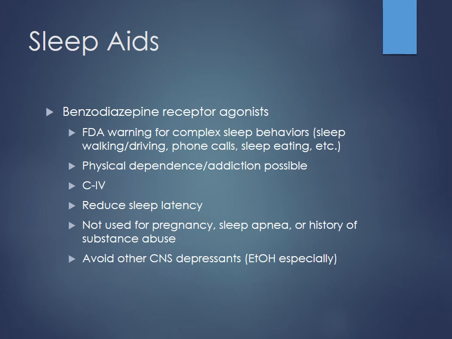Also, do not use these with other CNS depressants because they'll have synergistic effects. Ethanol is a very common one people use to help them get to sleep. Don't do that. And then don't use it in pregnancy. These are going to be teratogenic, so you don't want to use those. Category, I believe category D. Also avoid in a history of substance abuse, because again that can lead to potential tolerance, addiction, and abuse of these drugs.